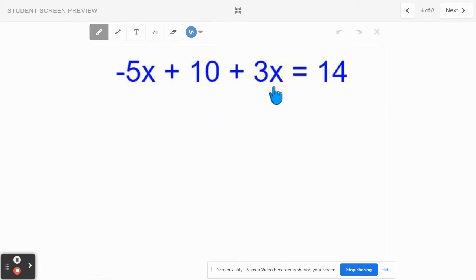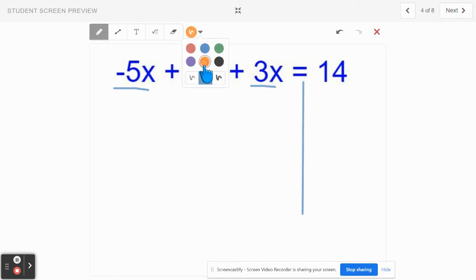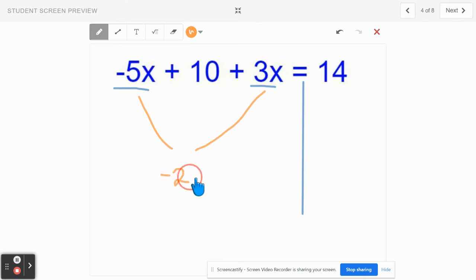All right, same idea, like terms, but this is negative 5 and positive 3. Let me give you a separation bar so you can see this cleanly. Negative 5, positive 3. Combine these together to get a negative 2. How'd that happen? Because you take 3 and negative 5, you're going to subtract them. The negative 5 is bigger. It's going to stay negative. And then you're going to put plus 10. Bring it down. The 10 comes down. Equals 14. Now it's a simple two-step equation from here. Okay.